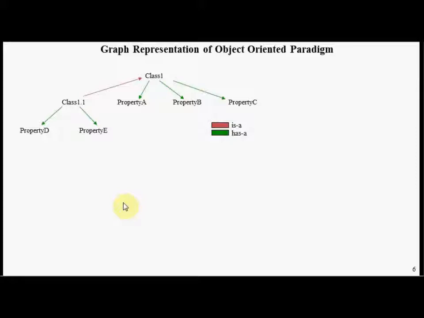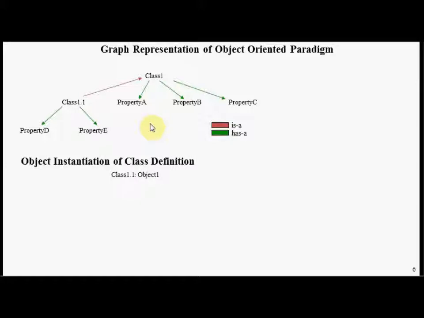The object-oriented paradigm can be represented as a graph problem. So here we have a class here called class 1, which has properties A, B, and C, and a relationship between the class definition and its associated properties. We also have another class here called class 1.1 with properties D and E. And we see a relationship here between these two nodes, an is-a relationship, meaning that class 1.1 is a specialization of class 1.